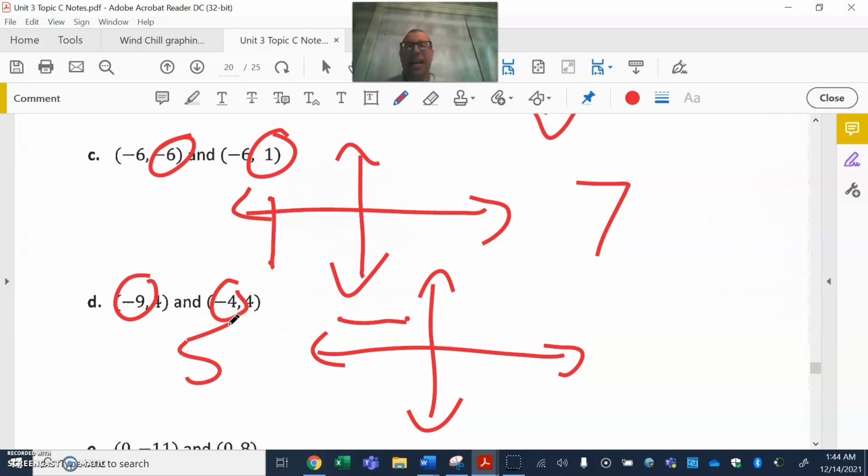Sketching it. The horizontal or vertical line will tell you whether you're using that x coordinate or that y coordinate. And then we're just counting. All right, we'll see you.